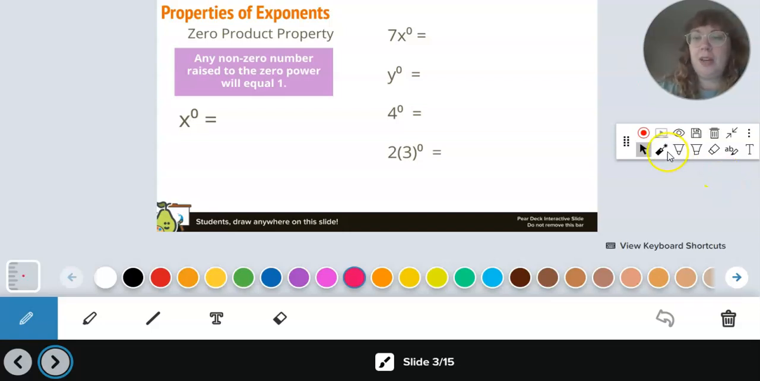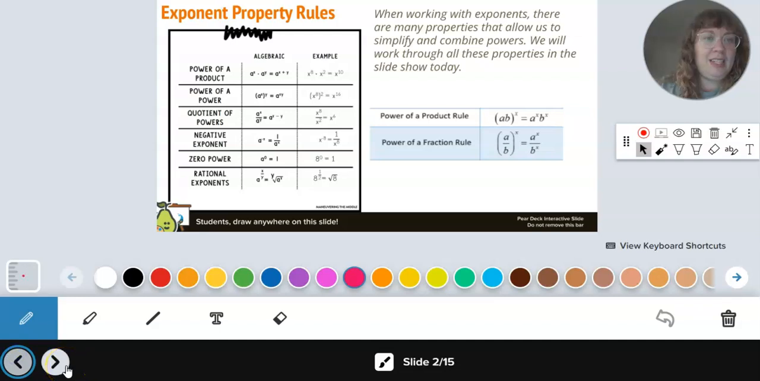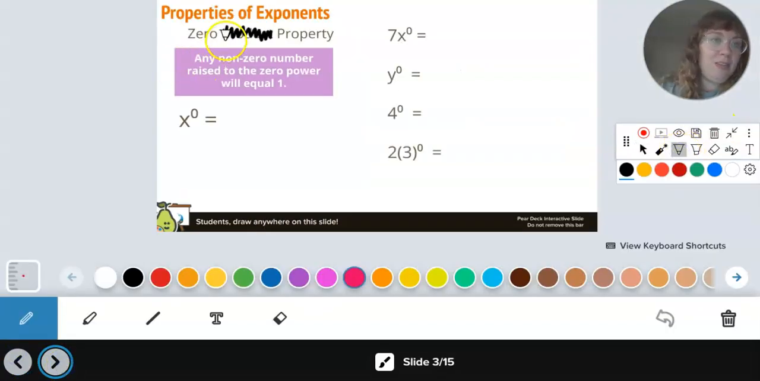It should not say zero product. That is a typo. That is funny that I did that. Yeah, we can just call it the zero exponent property.